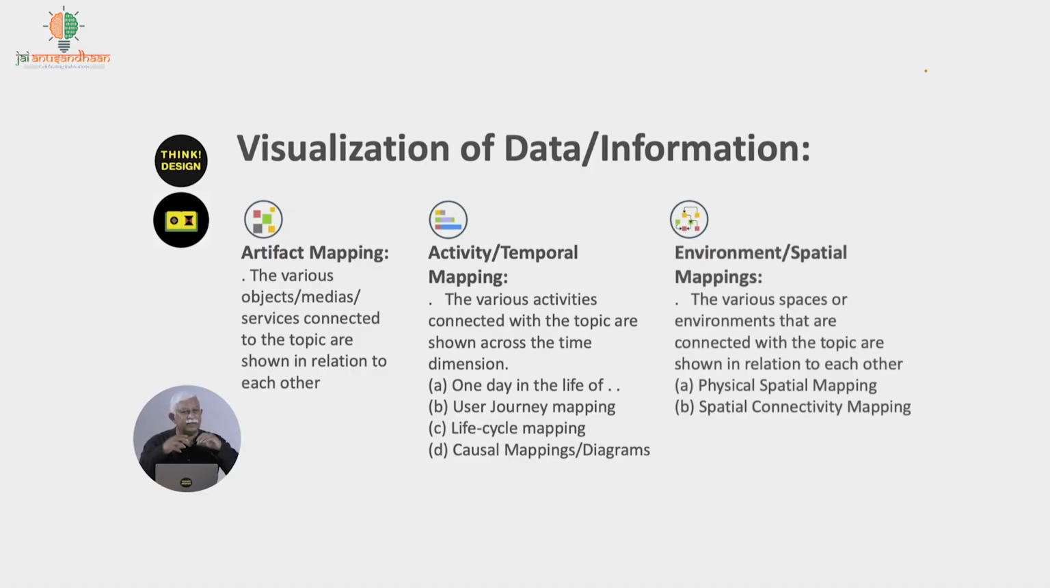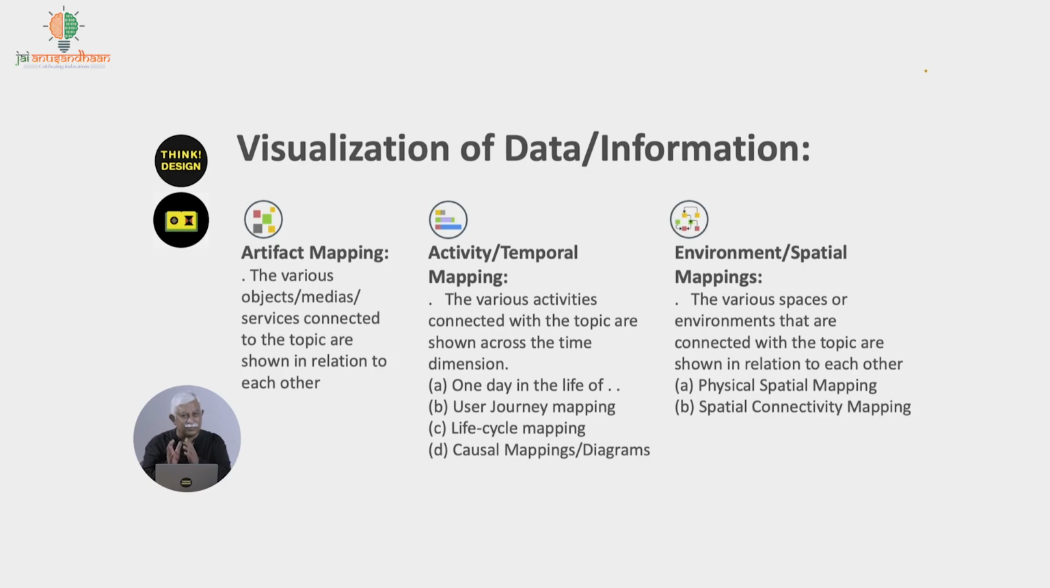So let's look at artifact mapping. You're basically looking at your topic. If it involves objects, medias or services, you're going to put all of them together. If there is a history of them, you can actually make a connection through history. So that is artifact mapping. Your focus is on objects, medias and services.